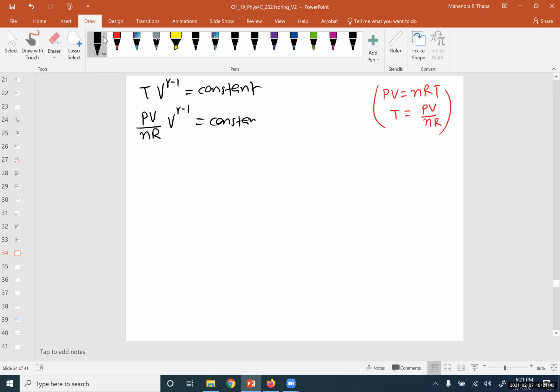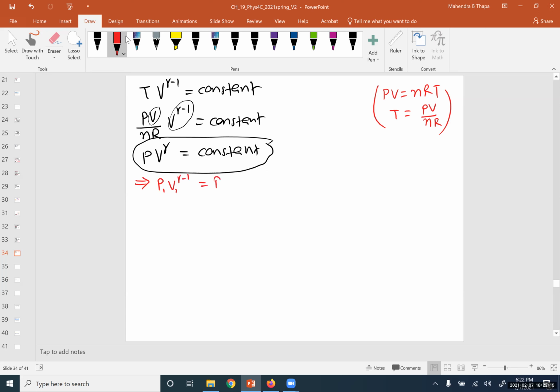So we can write P, this V, and V gamma minus 1, we can combine these two. You know n is constant, R is constant, so if you take them to the other side, it will also be constant. Based on that, we prove PV gamma is equal to constant. So this gives the information: we can write P1 V1 gamma equals P2 V2 gamma.